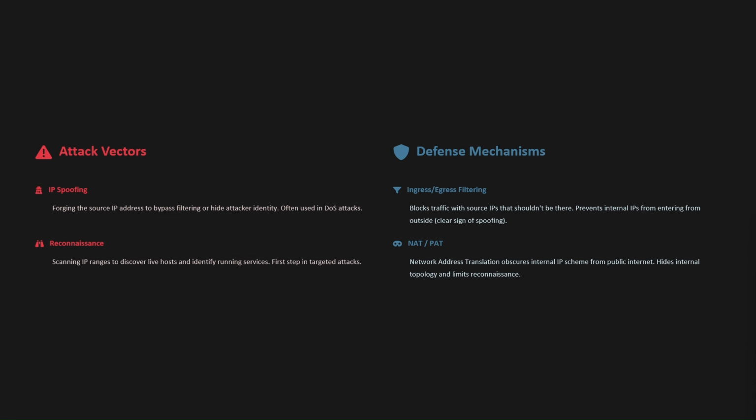Our defenses must be layered. Ingress and egress filtering are crucial. Ingress filtering blocks traffic coming into your network with a source IP that belongs to your internal network, a clear sign of spoofing. Network address translation, NAT, and port address translation, PAT, also serve as a defense by obscuring your internal IP scheme from the public internet.